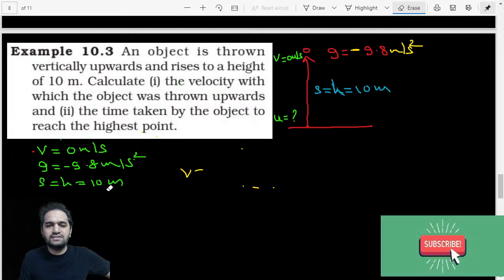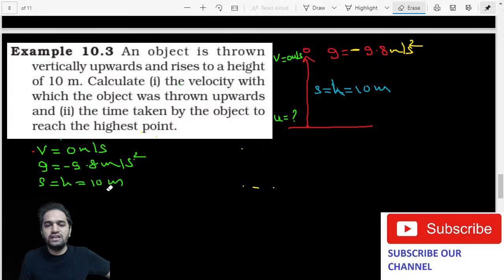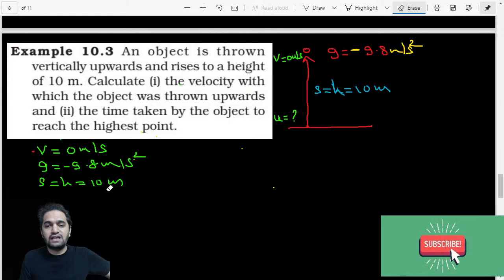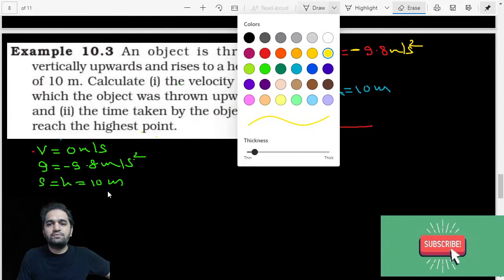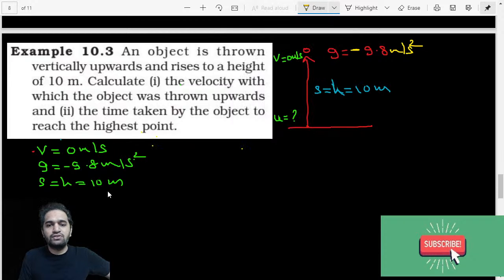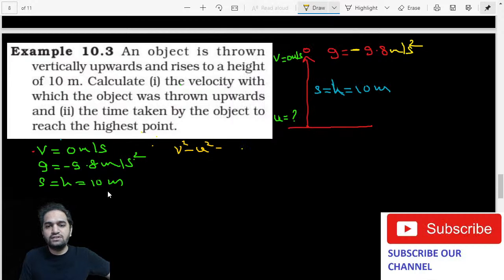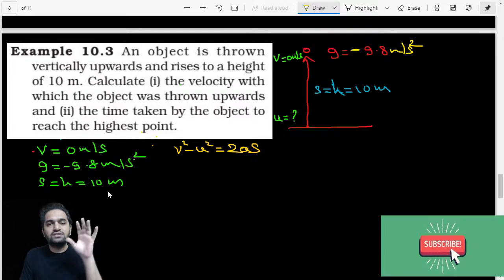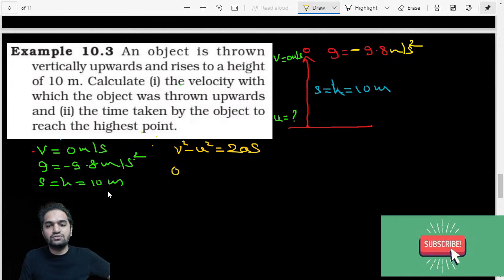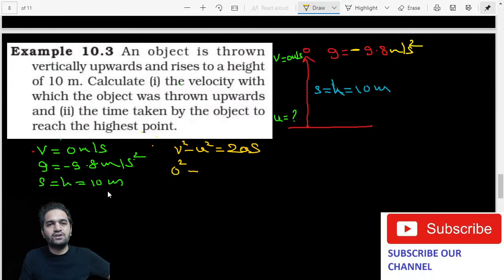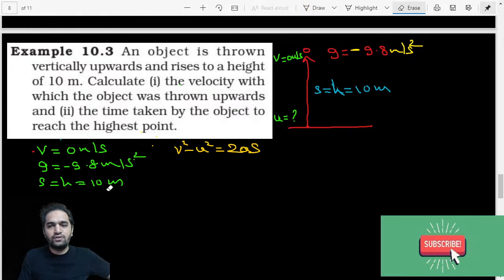So let us see which formula we can use in which time is not present. Time is not present only in the third equation, right? What is that equation? v square minus u square is equal to 2as. This is the only formula in which time is not there. So we don't require time in this particular question. v square is 0 square. u square is what? That is what we need to calculate.